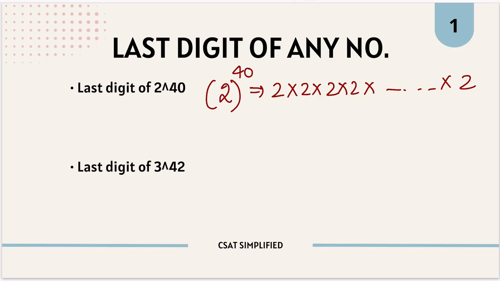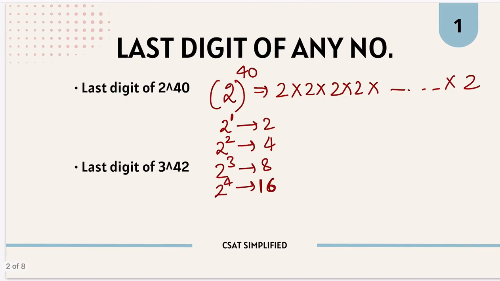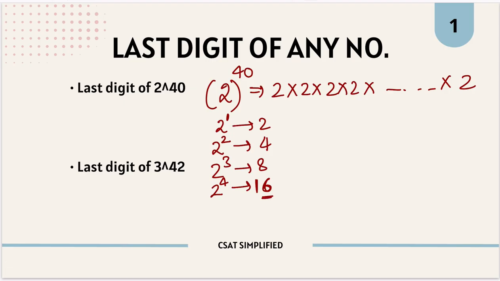Simply, let's start with 2 raised to power 1. What is going to be the answer? 2, right? Now 2 raised to power 2. What is the output? 4. Then 2 raised to power 3. What is the output? 8. 2 raised to power 4. What is the output? 16. So I'm just ignoring the 1 and just focusing on the 6. So you have 2, 4, 8 and 6 as the last digit till now.